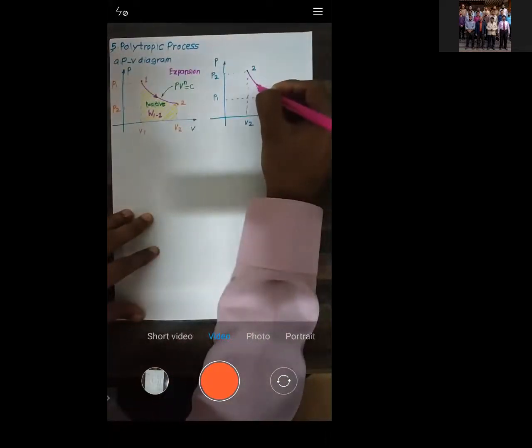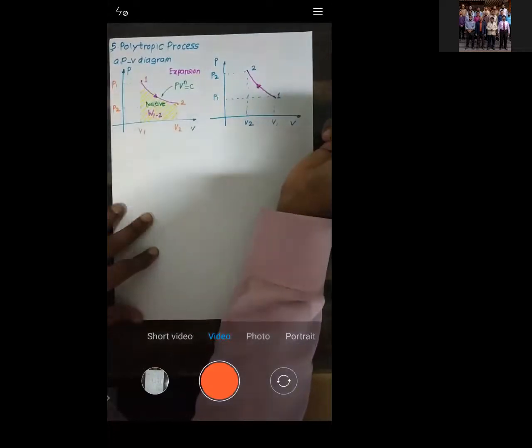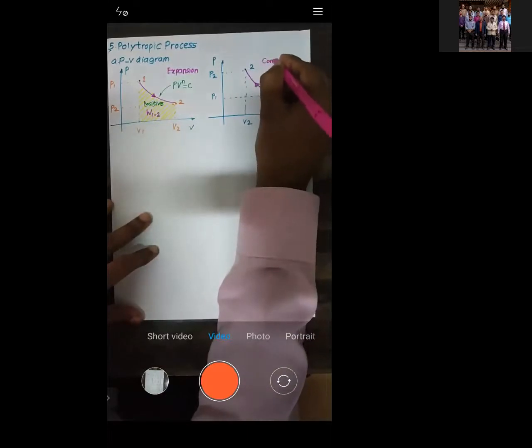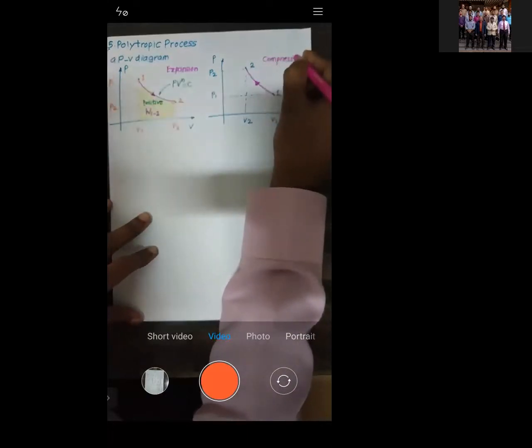We move from point 1 to point 2. During the process, pressure increases and volume decreases. Such a process is called compression.